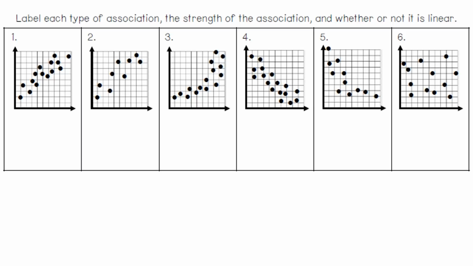For this problem, we have 6 scatter plots, and we're going to label each type of association, the strength of the association, and whether or not it's linear. So for the first part, we're going to label the type of association. So is it positive, negative, or no association? For problem number 1, my graph and points start at the bottom and move towards the top of the graph. So that would be a positive association. In number 2, the dots again start near the bottom and go towards the top of the graph. So that one is also a positive association.